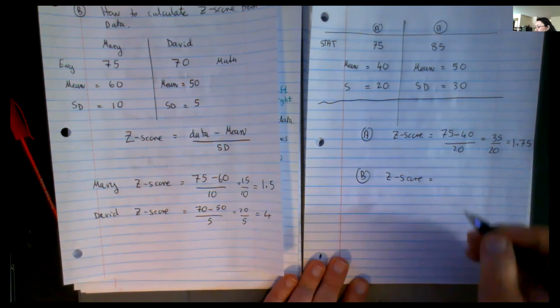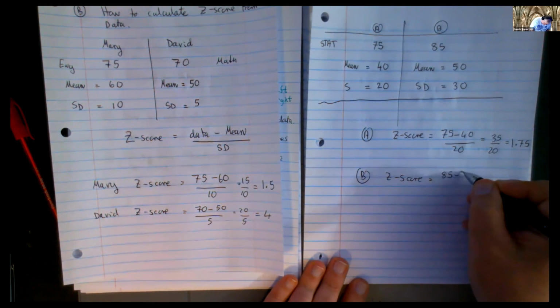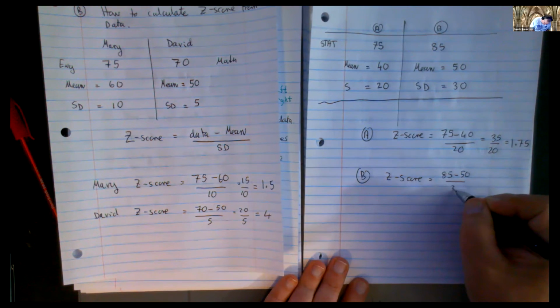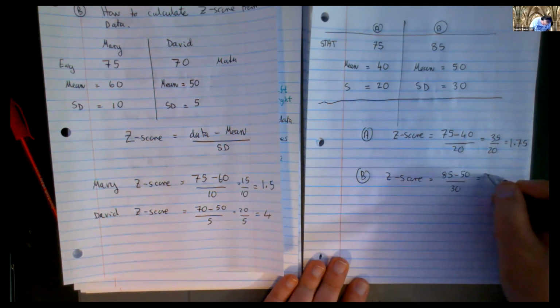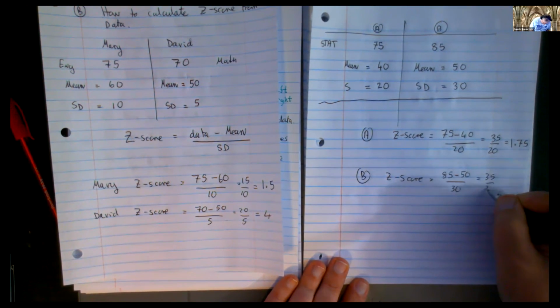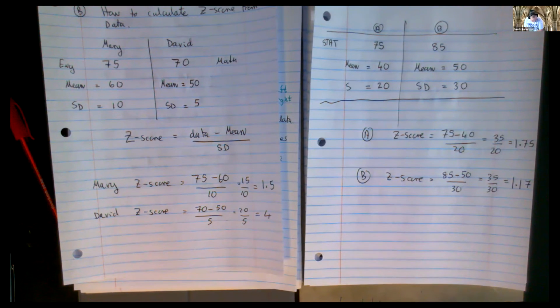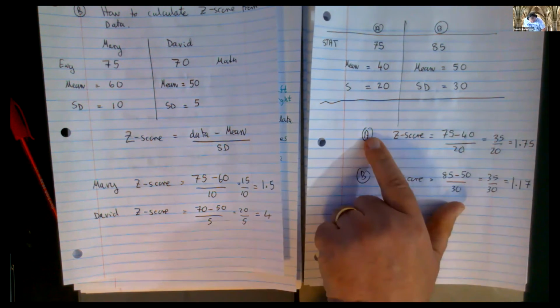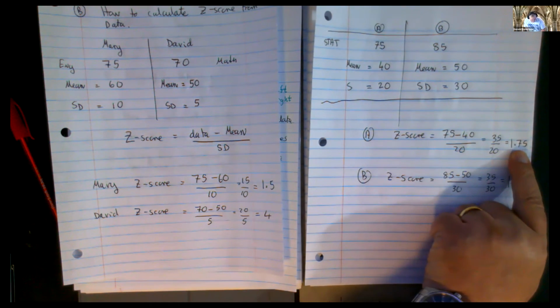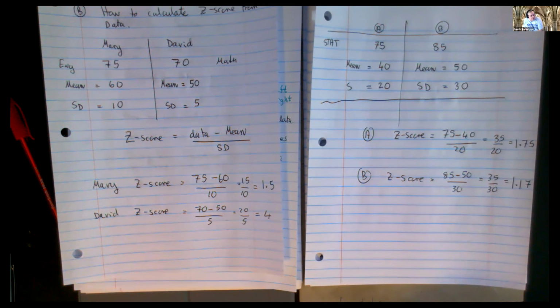If we look at brother B then, let's see what his Z-score is. His score, 85, take away 50 over 30. And that gets you what? 35 over 30? And that ends up being 1.17 roughly. So in fact, in this particular question, brother A did do better.